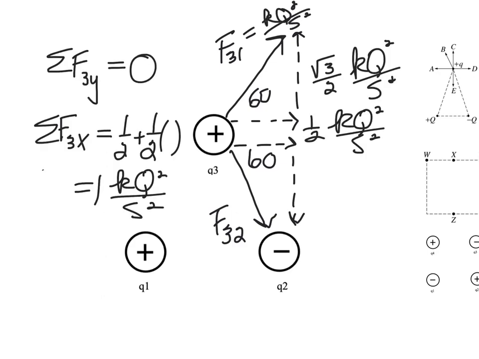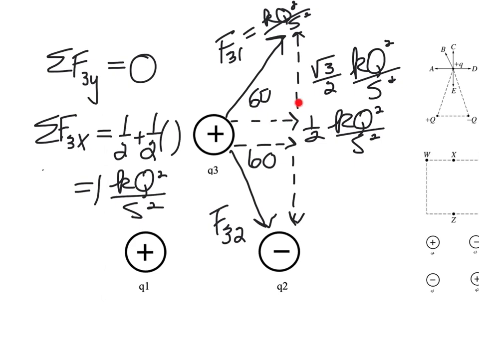So the vector is k times the two charges, which are both q, so q squared. Remember, the capital Q is a quantity of charge, not a charge name. And the distance is the side of the equilateral triangle, so s squared. And so to get the y component, we're going to take the sine of 60, which is the square root of 3 over 2, 0.866 something, times kq squared over s squared. And the cosine of 60 is a half.